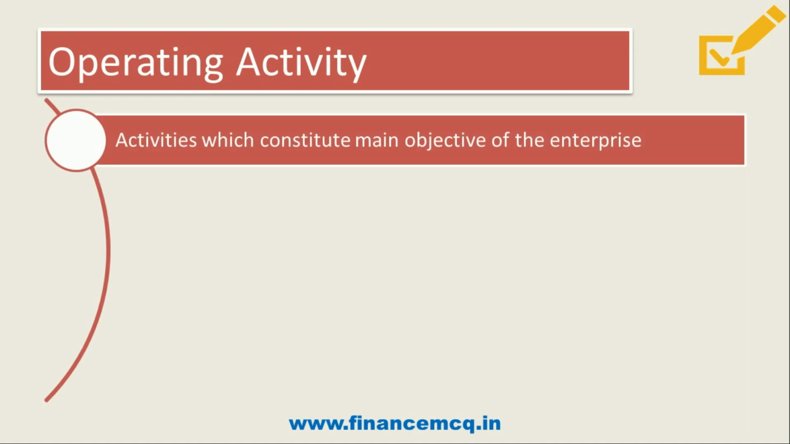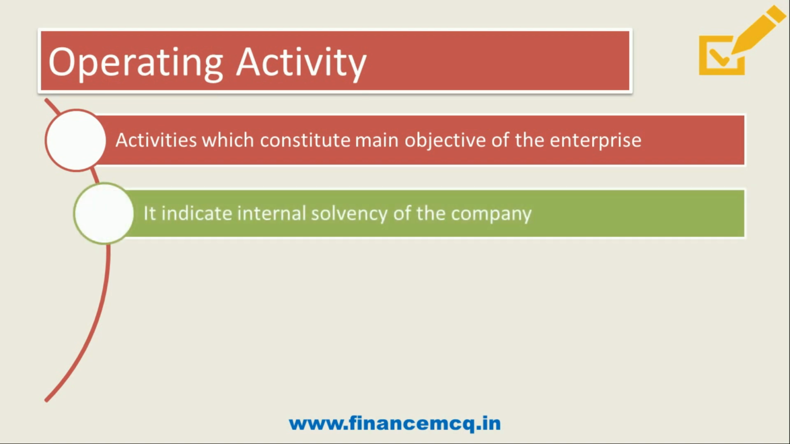It's an activity which constitutes the major objective of the enterprise. Suppose for an automotive company which manufactures cars, the main objective of that enterprise is manufacturing of cars. So it constitutes the main objective of the company and it indicates the internal solvency of the company. Now what does it mean? Cash flow from operating activity will tell you how your internal solvency is, whether that operating activity is a cash generating activity or not. So it helps you to know your internal solvency.